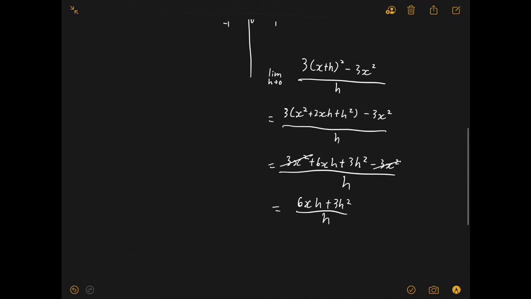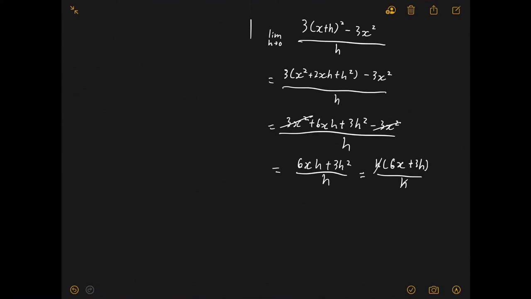this function. However, we have one more step left. This is to factor the h out from this function. H, and this is the goal. So as a result, we got the limit as h approaches 0 of 6x plus 3h. When the h approaches 0, then simply we get 6x. So d over dx of 3x squared equals 6x.